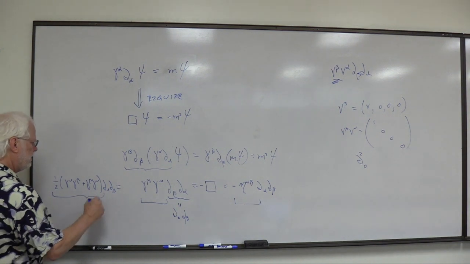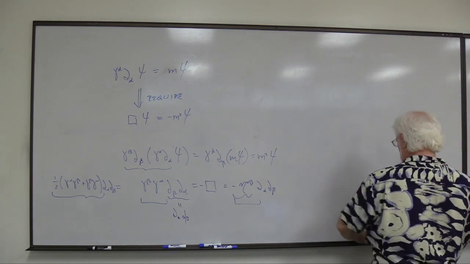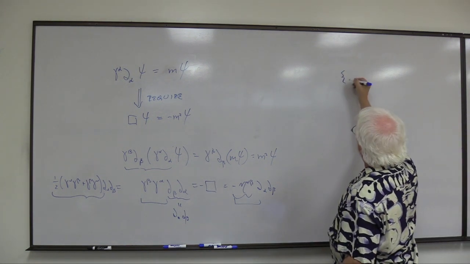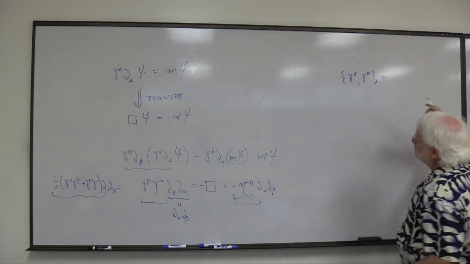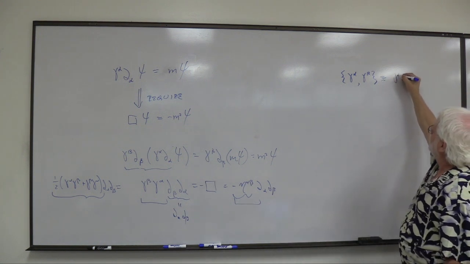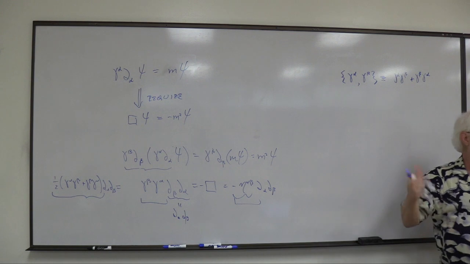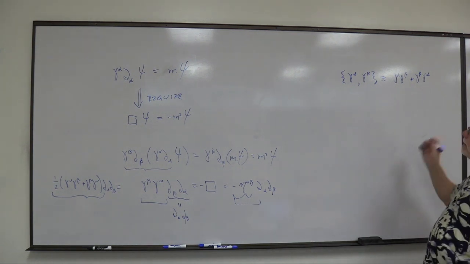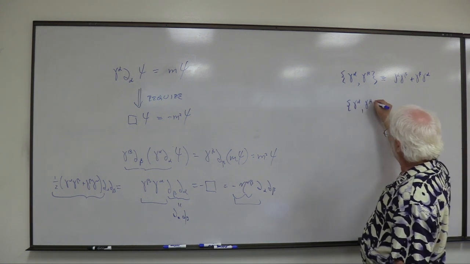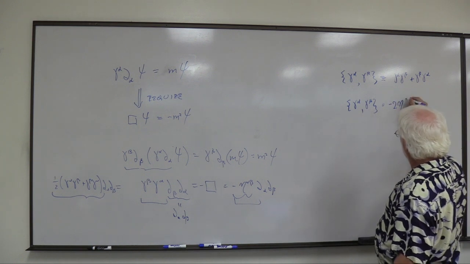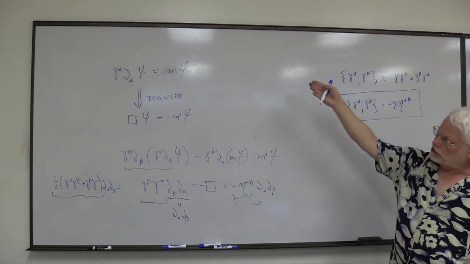Now, if I demand that that be minus eta, I can do it. I need objects. Let's define the anti-commutator of two matrices to be gamma alpha gamma beta plus gamma beta gamma alpha. So anti-commutator, commutator, we just have a minus sign. Now we have a plus sign. Then what we can say, if we multiply by the two, is that gamma alpha gamma beta is minus 2 times eta alpha beta. That will reproduce the Klein-Gordon equation from the Dirac equation.